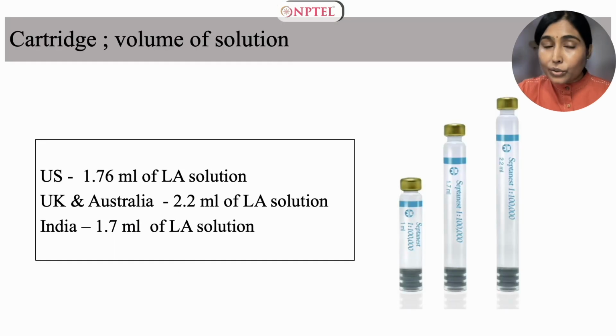The volume of solution present in a cartridge is standardized. That's a huge advantage because one does not make the mistake of injecting an overdose. But the volume varies according to the companies and countries. In the US, it is 1.76 ml of local anesthetic solution. In the UK and Australia, 2.2 ml. In India, 1.7 ml of LA solution. But remember, the dosage is calculated as 1.8 ml.